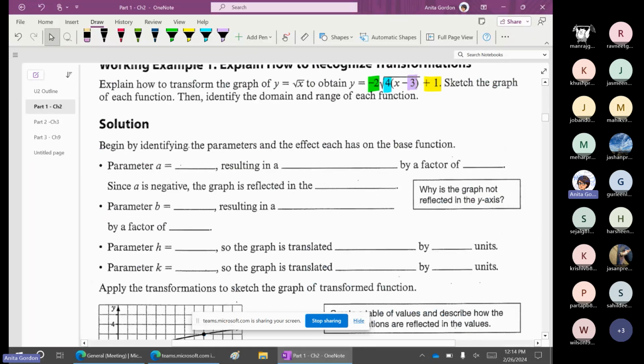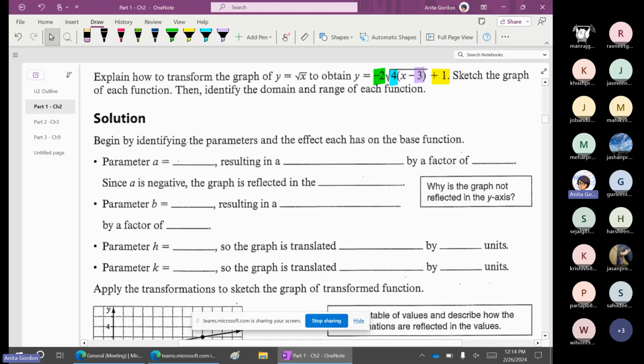I'm more interested in making sure that the sign is correct and that the way that you write it is correct when we are describing things. So parameter a is -2. So the 2 is telling me I have a vertical expansion by a factor of 2. And because it is negative, I'm having a reflection over the x-axis. So it's being expanded and reflected.